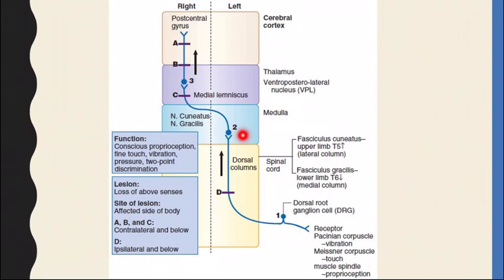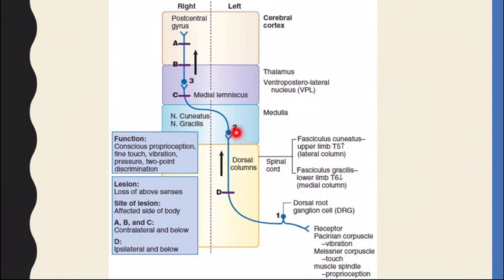And nucleus gracilis and nucleus cuneatus: the term nucleus means they are the derivative of the cell body of the second order neuron, and as we discussed at the start of the class, the second order neuron will always be on the same side. So this is on the same side, because we are talking about the left side and the second order neuron is originating on the left aspect of the medulla.